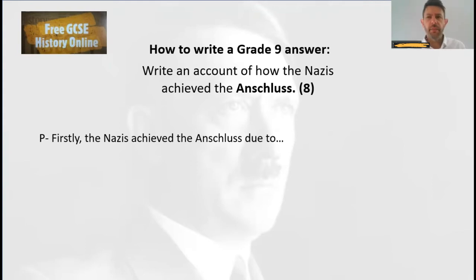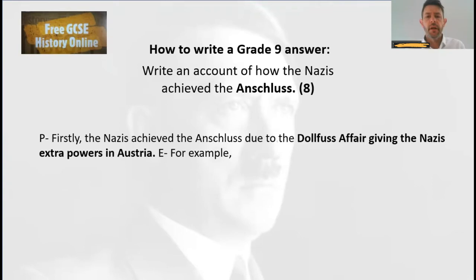Firstly, make a point. Yeah, point of argument. So firstly, the Nazis achieved the Anschluss due to, and give a reason. Due to, I don't know, wanting to break the Treaty of Versailles, wanting to unite all Germans, something like that. Make an argument. All right. So, due to the Dollfuss affair, giving the Nazis extra powers in Austria.